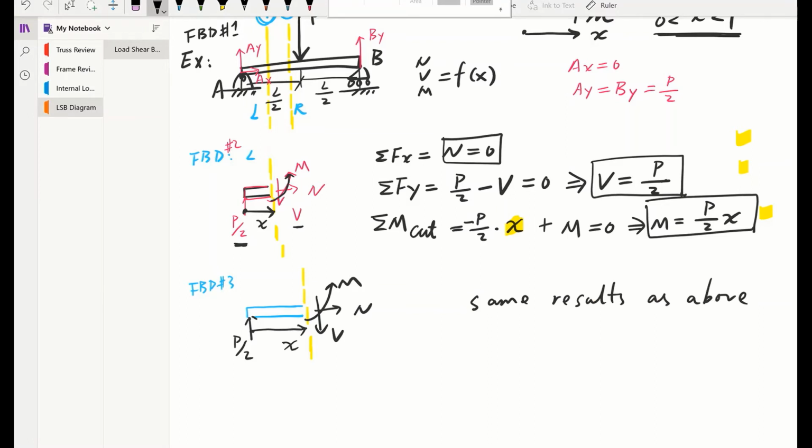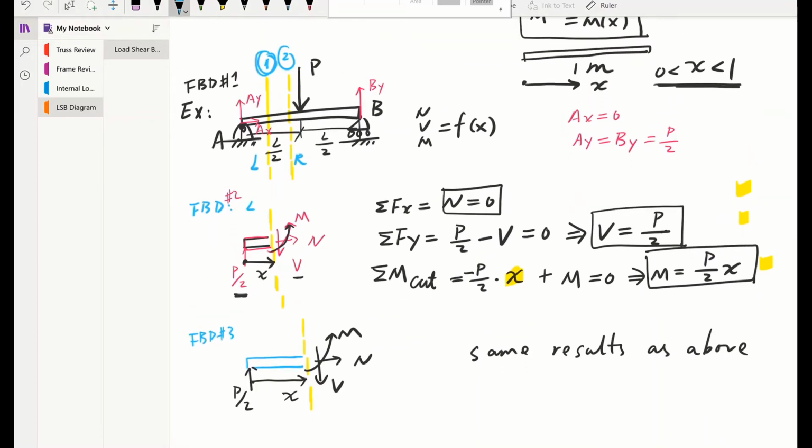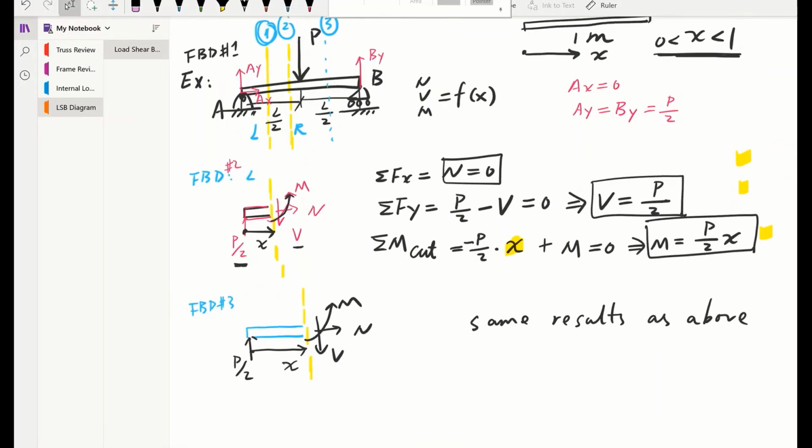Okay? But now let's think about it. If I'm going to make a cut over here, to the right of this concentrated load P, will you get the same results? Probably not. Now let's prove that. So you're going to look at FBD number 4.